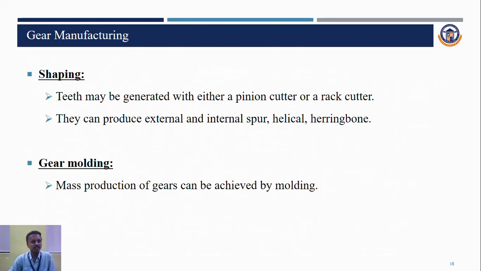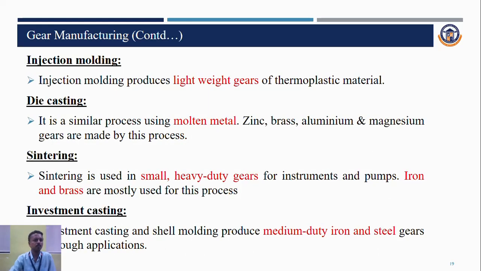Next gear manufacturing method is shaping. Teeth may be generated with either a pinion cutter or a rack cutter. They can produce external and internal spur gears, helical gears, herringbone gears. Gear molding: mass production of gears can be achieved by molding. So again, these are some of the gear manufacturing methods.